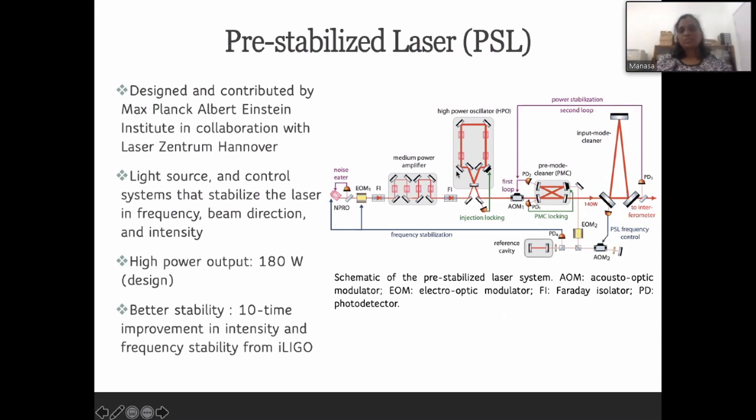So along with the light source, we have other elements in the PSL. For example, the pre-mode cleaner in here. It is a bow tie cavity, and what this does is clean the output from the laser of all the higher order transverse modes that can come along with it. We also have a reference cavity in here, and the reference cavity helps us in stabilizing the frequency of the laser. When compared to the initial LIGO laser that we had used before, the iLIGO laser offers 10 times better intensity and frequency stabilization. And this laser was contributed by our collaborators in Germany.